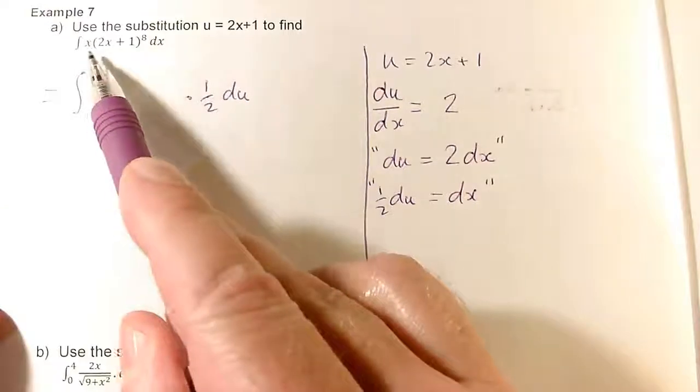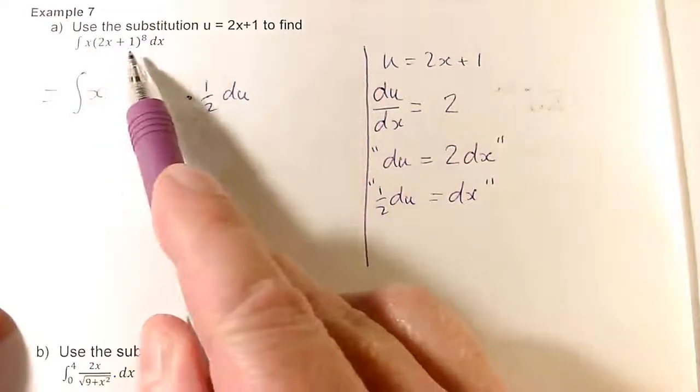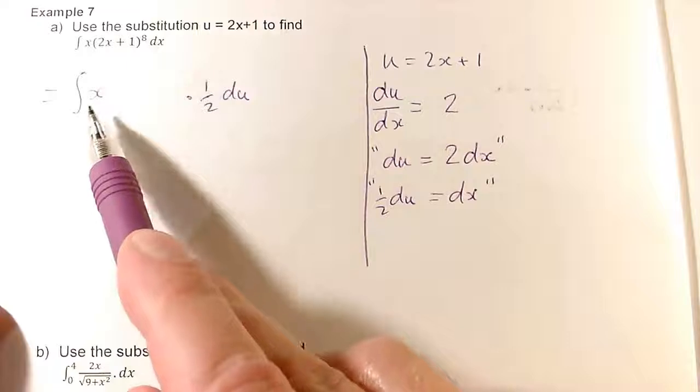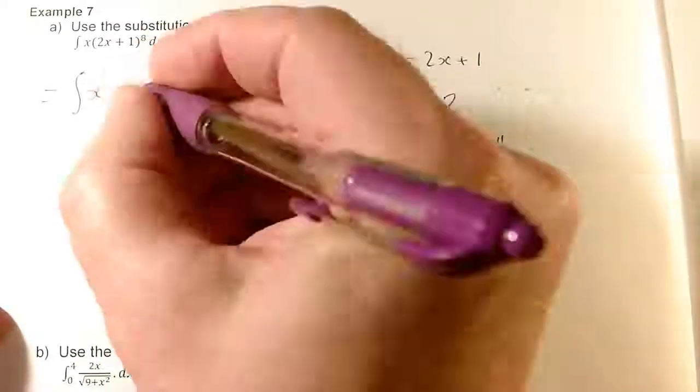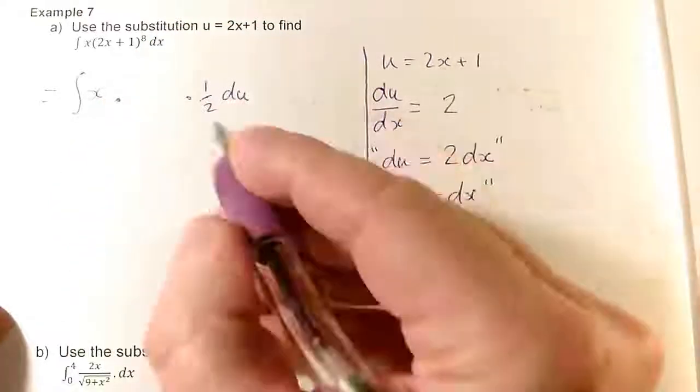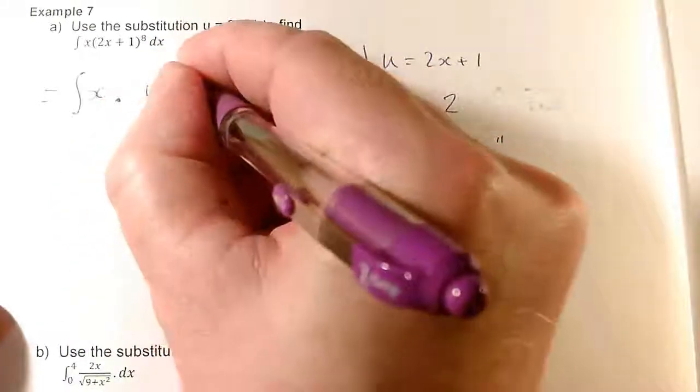Okay, now what about this bit here? Well, I could just copy it out. I'd rather you just copy it out than you try to do anything with this x here. But this is just obvious. 2x plus 1 is what u is. So I've actually got x times 2x plus 1, which is u to the power of 8.